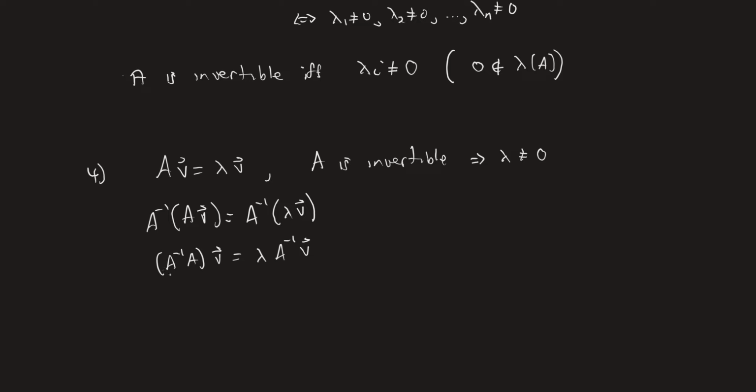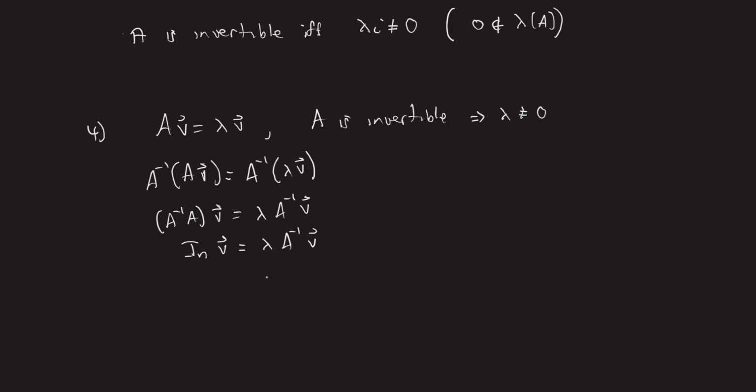And then on this side, look at what happens. We know that inverse times A is just going to give us the n by n identity. So we got that there. And then I have my lambda, and I have my A inverse, and I have my V. And then I know that the identity times our column is just going to give us back the same column. So I'll have V here, and then I'll have lambda, and then A inverse times V.